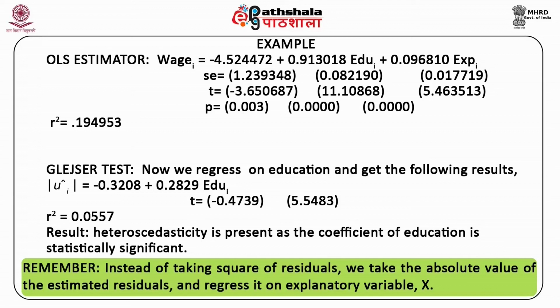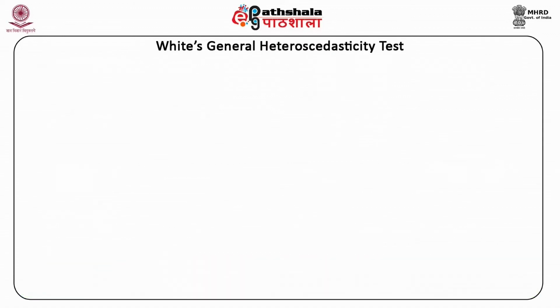So we use the Glejser test by regressing the absolute value of residuals on education, which is taken as the explanatory variable for the present regression. However, we can repeat this test by regressing on experience and the estimated value of wage also. The above-mentioned Glejser test result suggests that the data suffers from heteroscedasticity, as the coefficient of education is statistically significant.